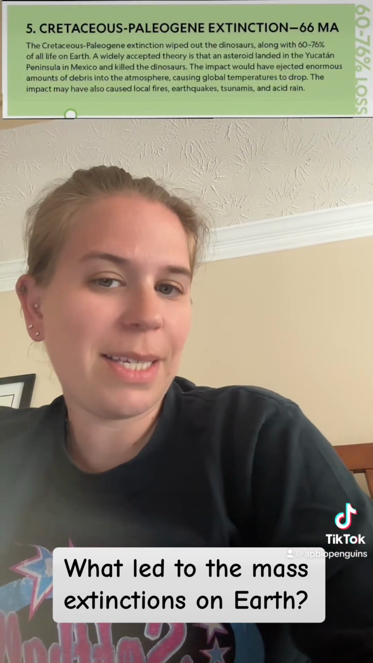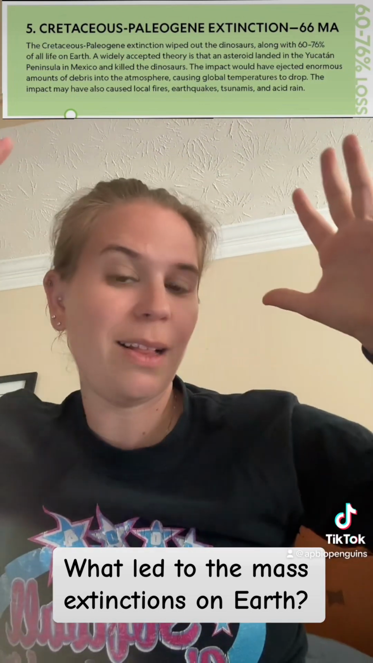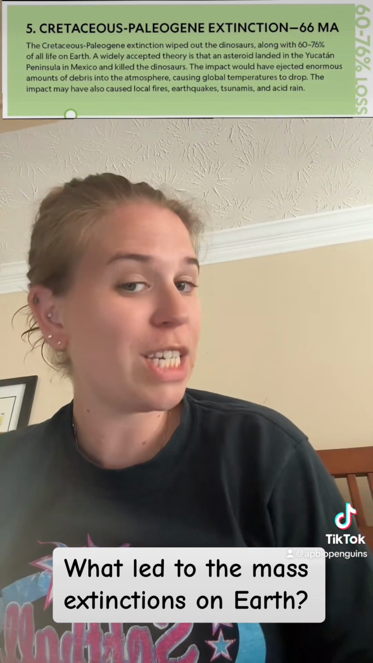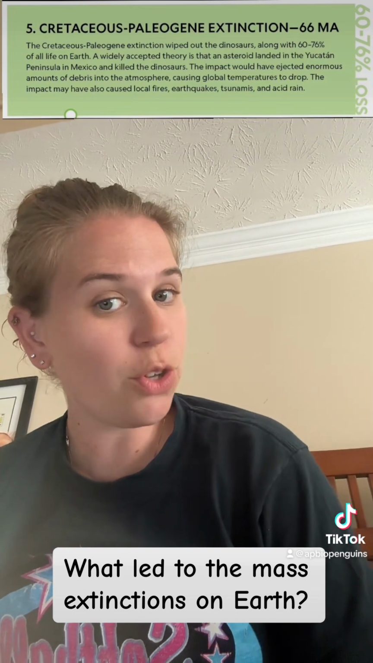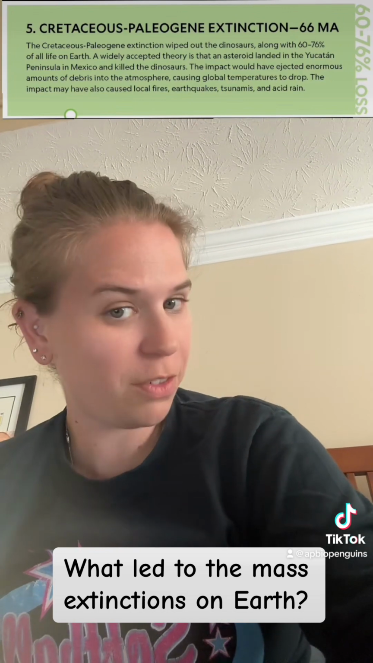So here we see the opposite taking place. An asteroid hit Earth, and when the asteroid hit, there was a big cloud of debris that went up into the atmosphere, which decreased solar radiation. That decrease in solar radiation decreased the temperature on Earth, which led to a loss of species.